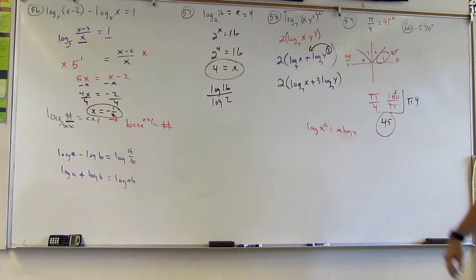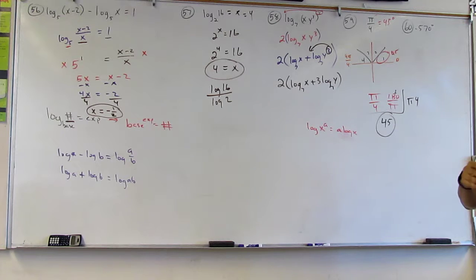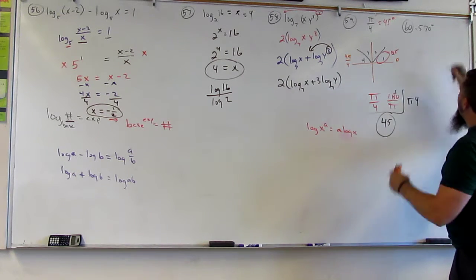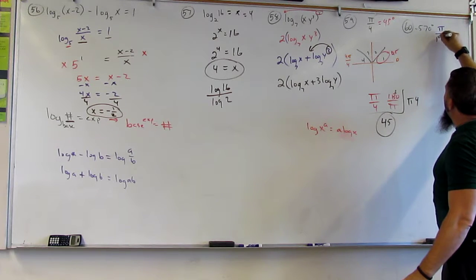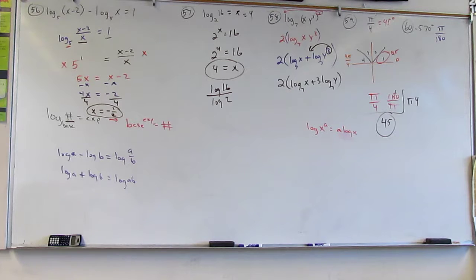They want us to turn this into, or they want us to graph it. What do they want us to do? Convert to radians. Okay? So they want us to convert this to radians. This one, we're going to do the opposite of this. Right? So we want to put pi over 180 in this case.